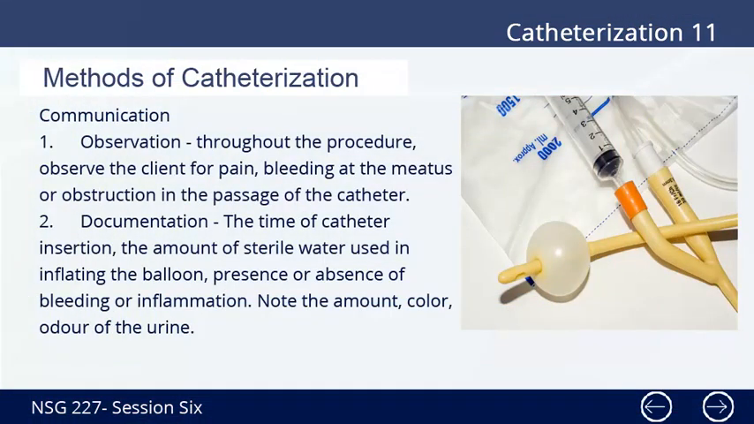Communication. 1. Observation. Throughout the procedure, observe the client for pain, bleeding at the meatus, or obstruction in the passage of the catheter. 2. Documentation. The time of catheter insertion, the amount of sterile water used in inflating the balloon, presence or absence of bleeding or inflammation. Note the amount, color, and odor of the urine.